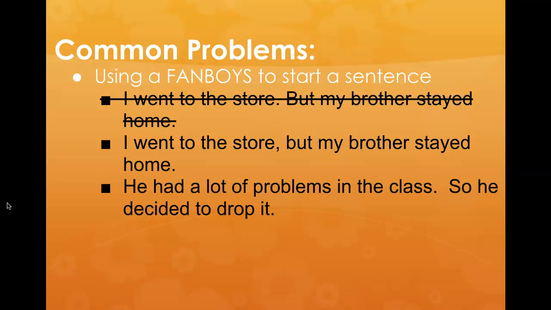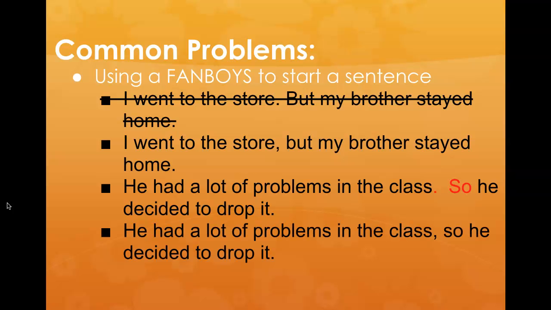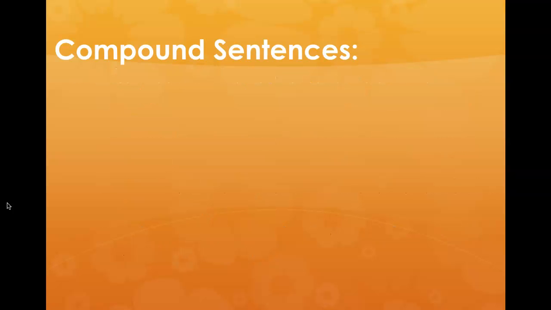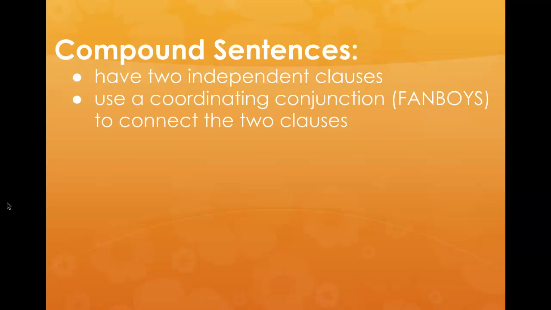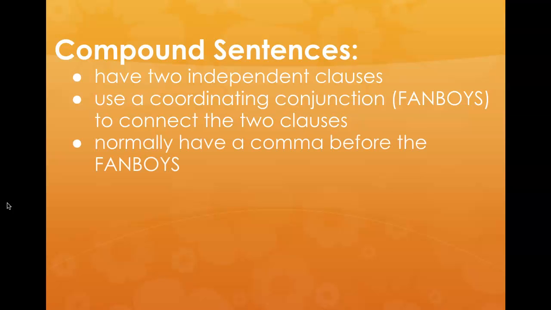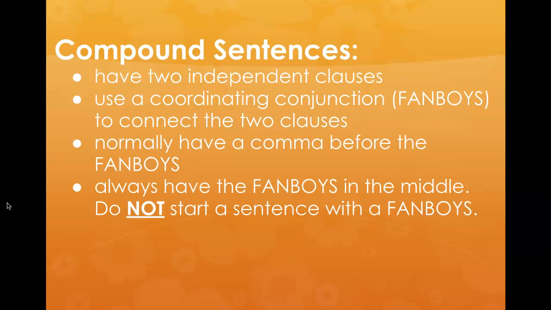Another example, he had a lot of problems in class, so he decided to drop it. Bad. Don't do it. Much better is, he had a lot of problems with the class, so he decided to drop it, using the comma and making the S small. This is much better. To review, compound sentences have two independent clauses. Use a coordinating conjunction, or fanboys, to connect the two clauses. They normally have a comma before the fanboys, and they always have the fanboys in the middle. Do not start your sentence with a fanboys. Okay, I hope this helps you.